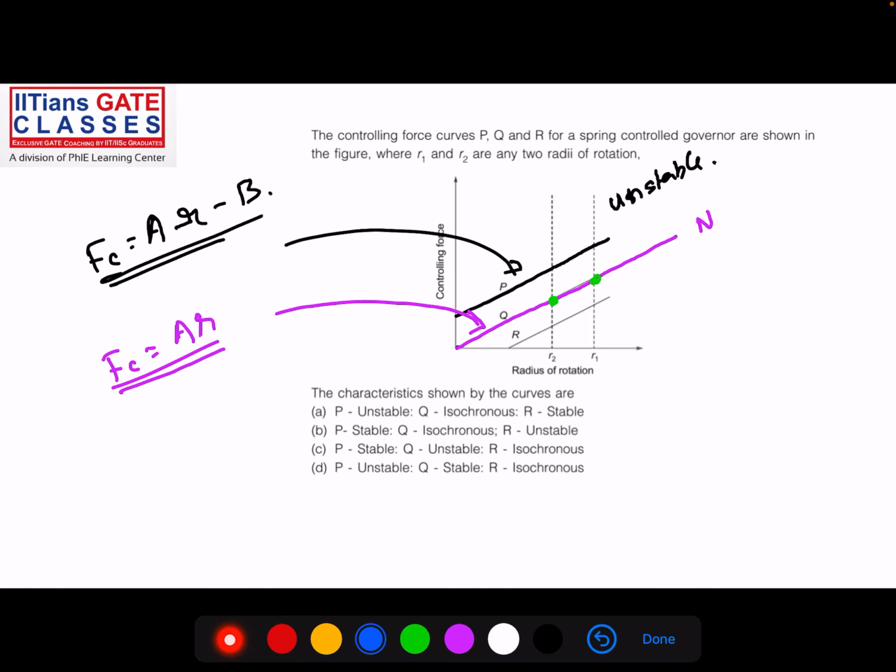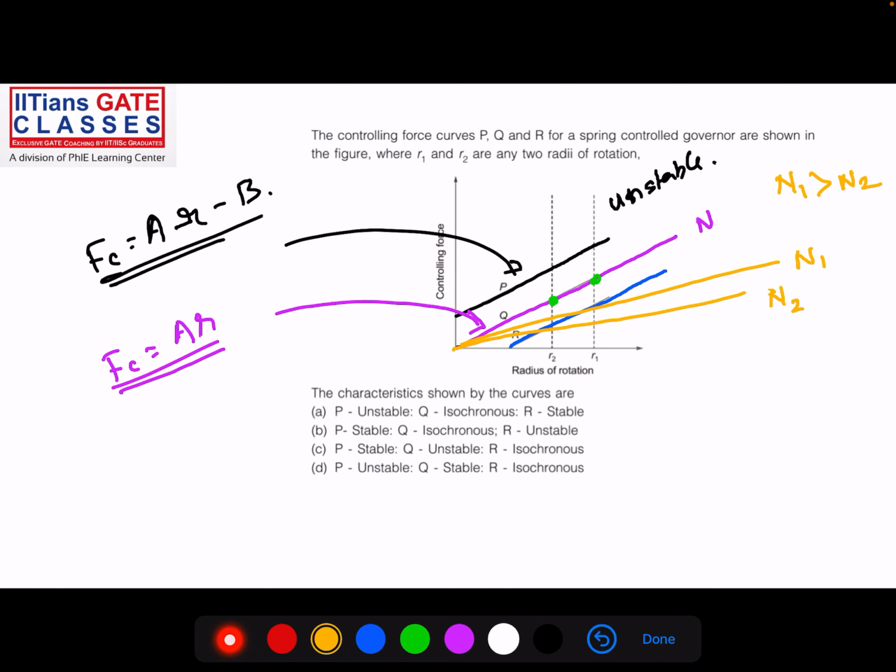So let us see the third line R. Focus on the third line R. If you draw two speed lines N1 and N2, let me say this is N2, this is N1. N1 is greater than N2. Why? The slope of N1 is greater.